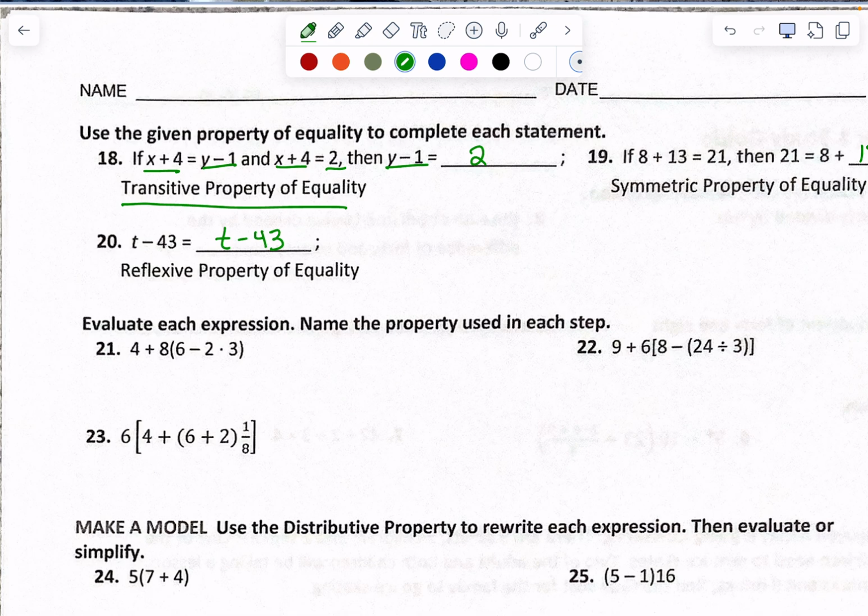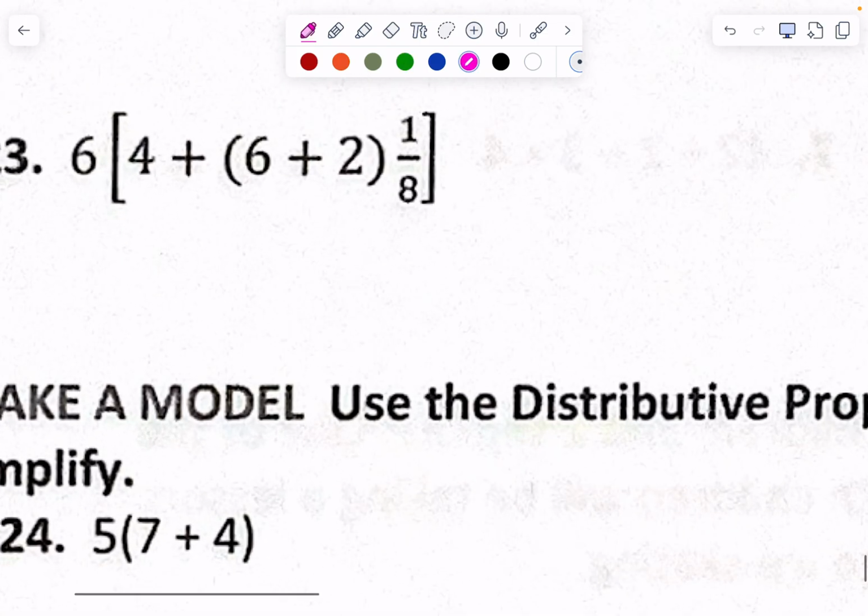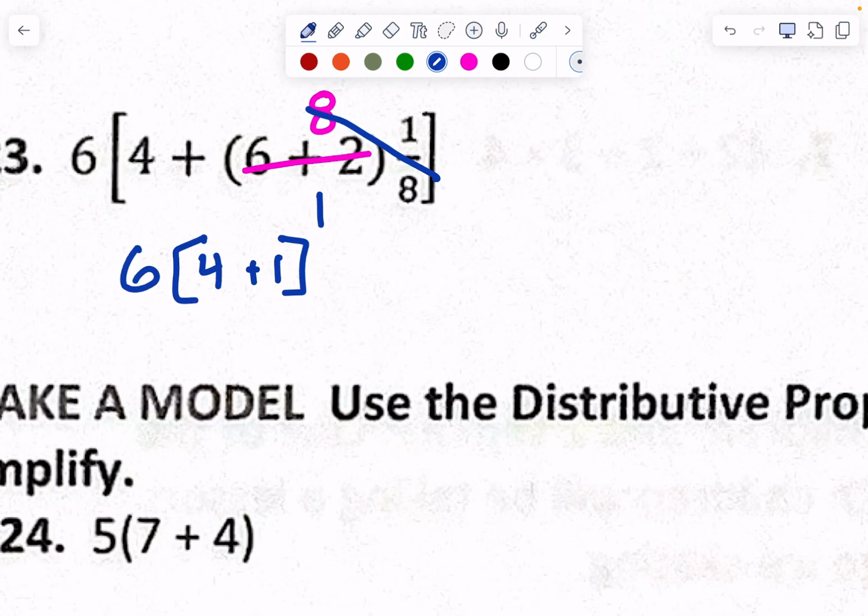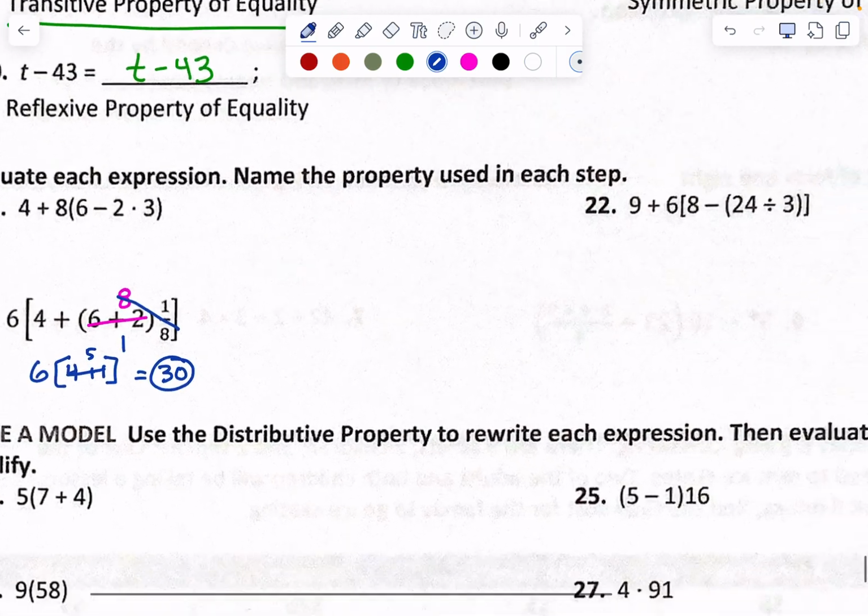All right. The next section. Which one should we do together? 23? Let's do 23 together. What are you going to do first? Parentheses. 6 plus 2 is 8. And then what? 8 times 1/8, which is 1. Okay, so we got 4 plus 1 in the brackets, which is kind of like parentheses. That's 5. And the answer is 30. You got it. Okay, you do the other two, and I'll give you my answer in a second.